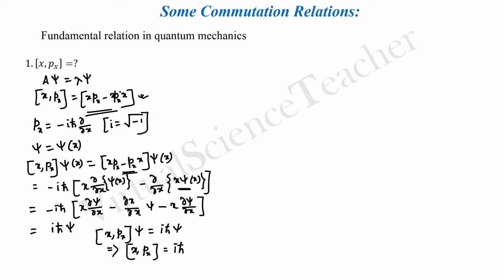So what we have observed is that if the position and linear momentum operators of the same component are commuted with each other, then it provides i h-cut. That means we can say that x and px don't commute with each other, but the value of the commutation of x and px leads us to a value, this is i h-cut.